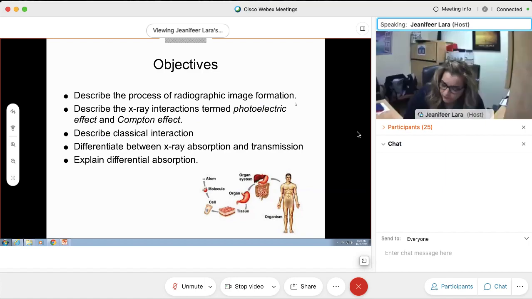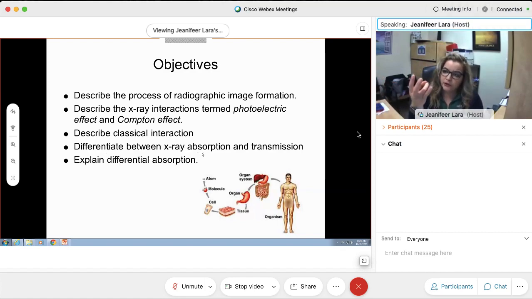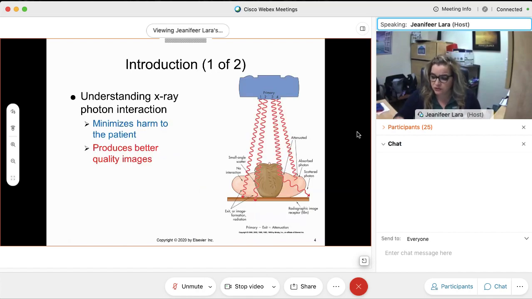All right. Very good. Okay, so differentiate between X-ray absorption. These are going to be two huge words. Absorption and transmission. So if I were you, I would already understand what those mean and explain differential absorption, because this is going to be a huge concept. And when we start talking about our energy levels, and we start talking about matter, the atomic number of matter between bone, water, soft tissue, and air, this is going to create our image. Okay, so these are huge concepts, but we're going to start with types of interactions first. Any questions before we move on?